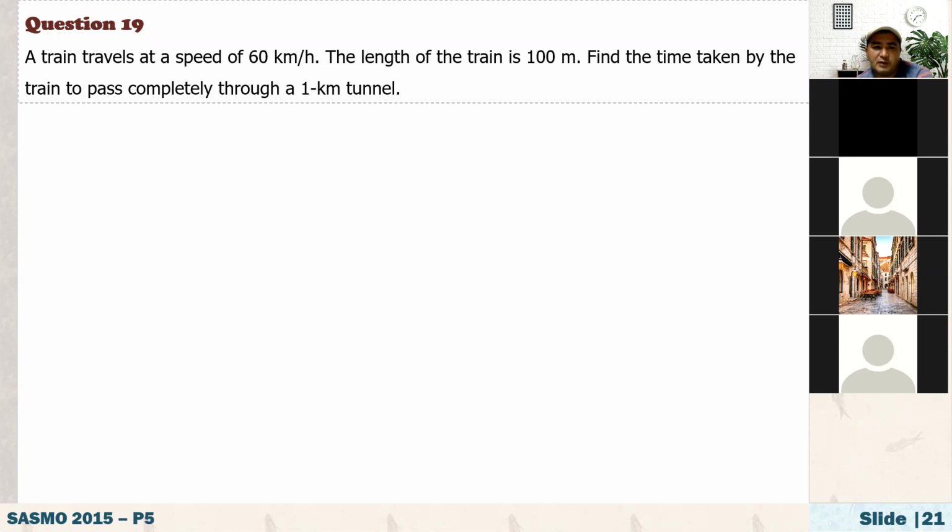All right. A train travels at a speed of 60 kilometers per hour. The length of the train is 100 meters. Find the time taken by the train to pass completely through a 1 kilometer tunnel. Okay, guys, you have 1 minute, after that we will discuss. Okay, very easy question. Let's say 1.5 minutes. Fikriya, did you ever see a similar question before? Yes. Very good. Then it must be very easy for you.